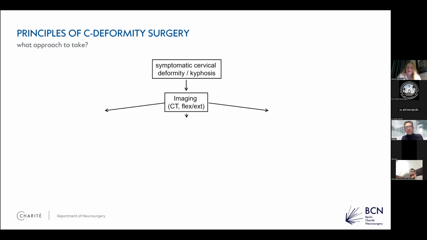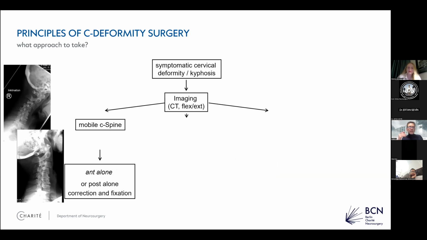So you would start with a CT and flexion extension to see whether you have a mobile or a fixed cervical spine. So here you have a mobile C-spine, and if you have a mobile C-spine, you can come either anterior or posterior alone. Because the spine is flexible, just by your positioning, you can also already gain some lordosis, and then you can use an anterior approach or a posterior approach to correct, and then you would fix. So that's the one approach situation, mobile C-spine.